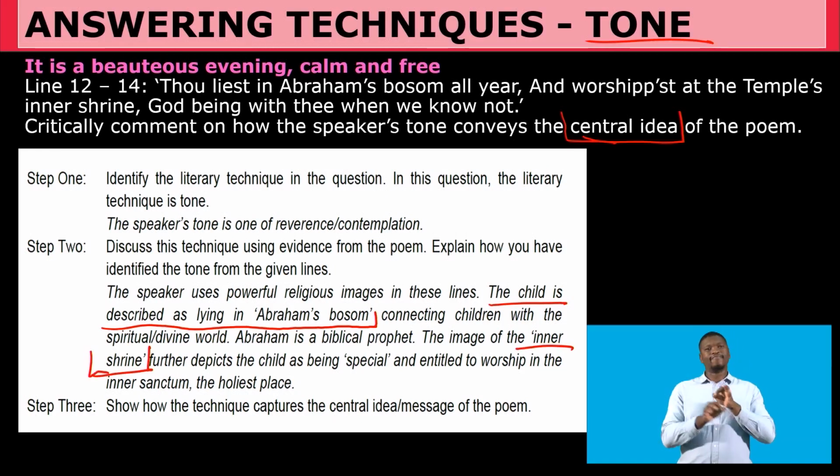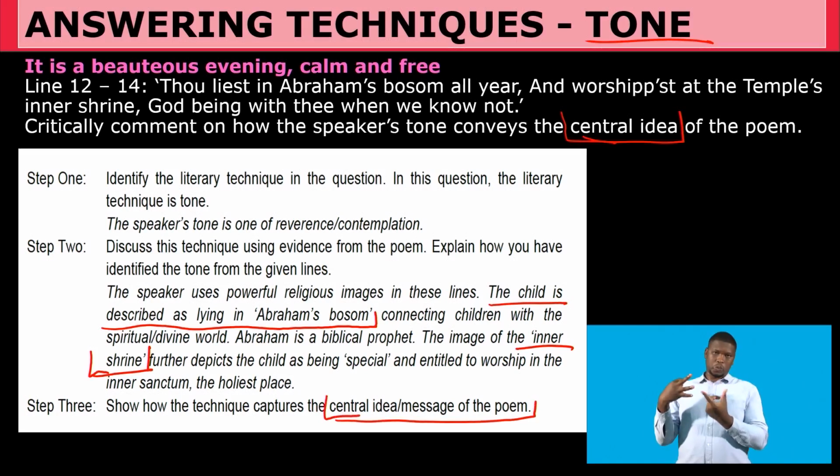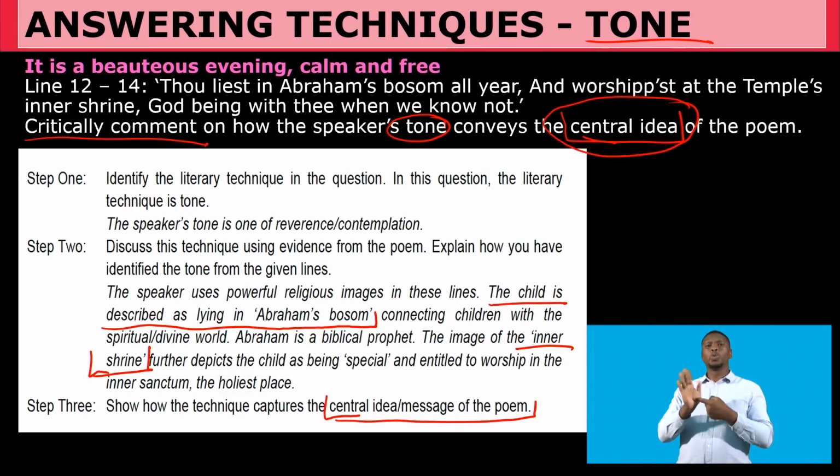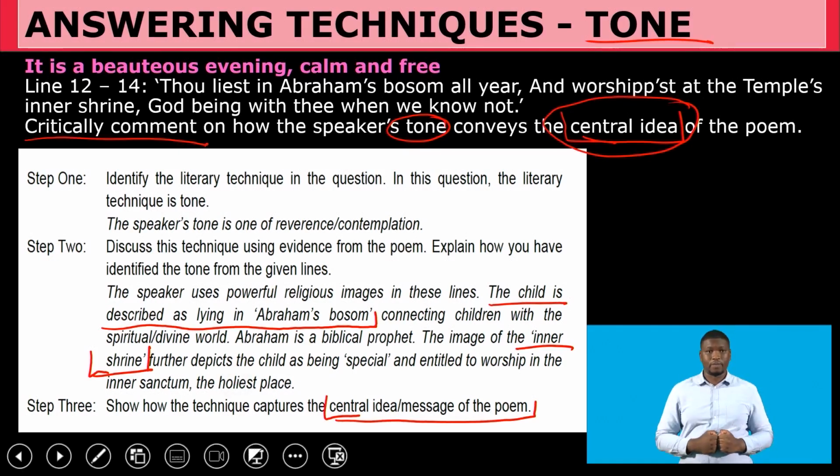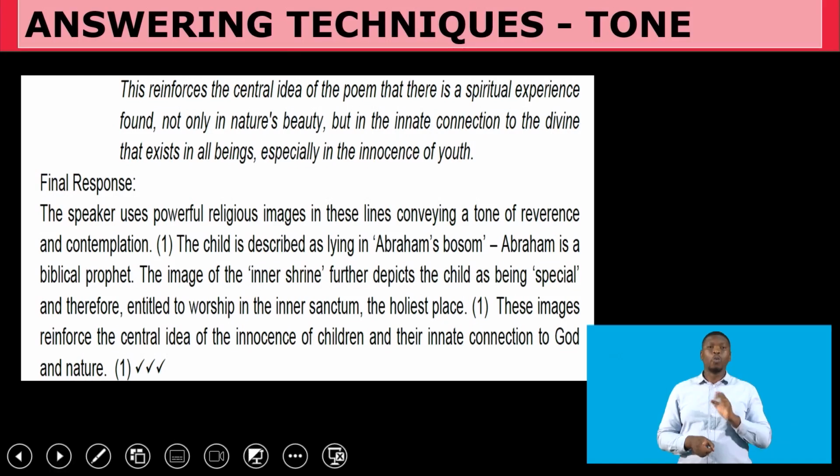further depicts the child as being special and entitled to worship in the inner sanctum, the holiest place. Then in step 3, we have to show how the technique captures the central message of the poem. So here we've got 3 things we need to do. We need to look at the speaker's tone, identify it, we need to comment on it, and then we need to say how it conveys the central message. Your answer will thus be structured like this.